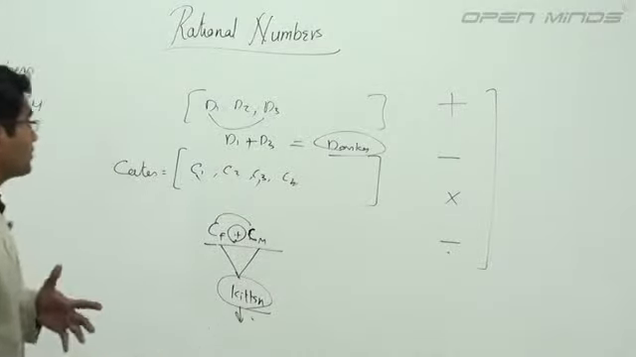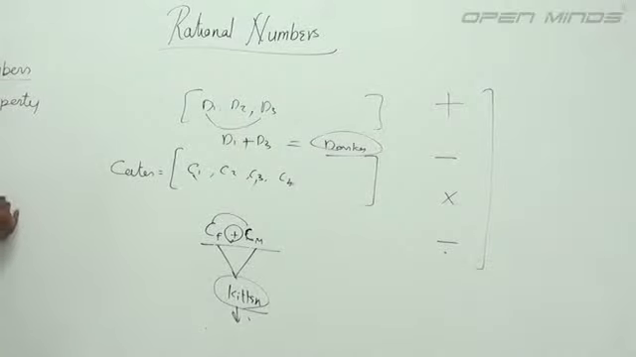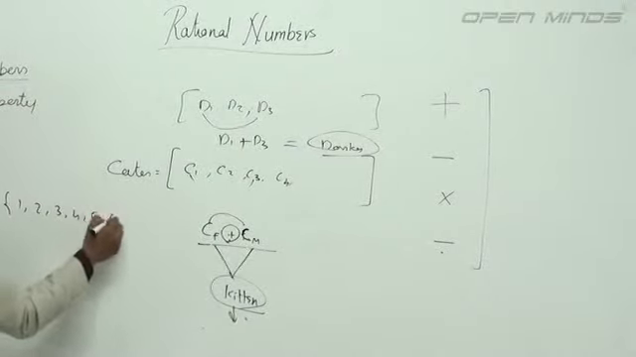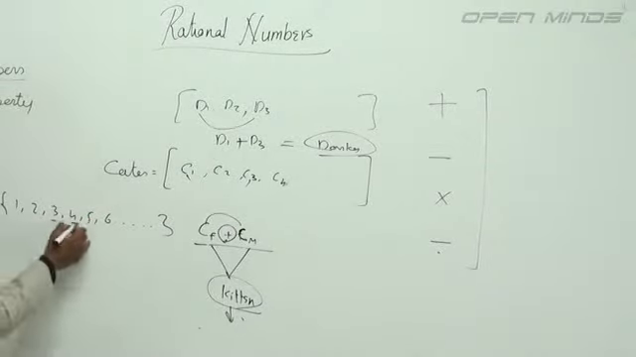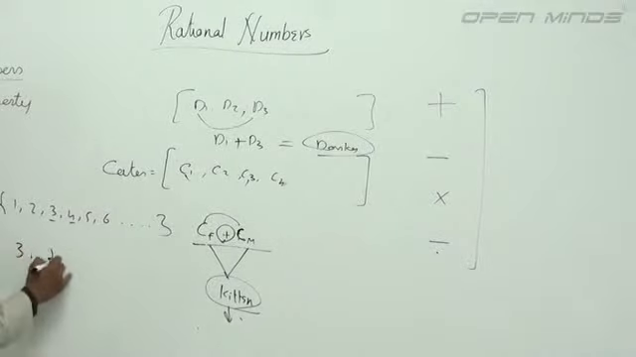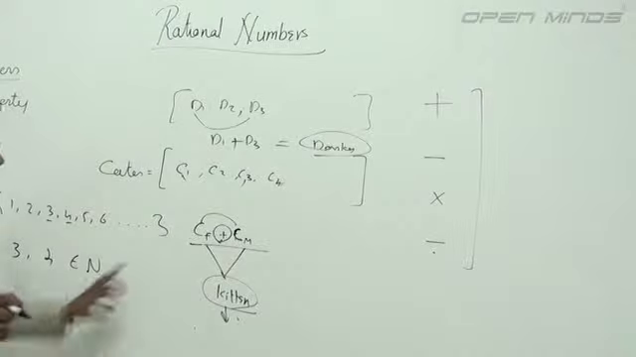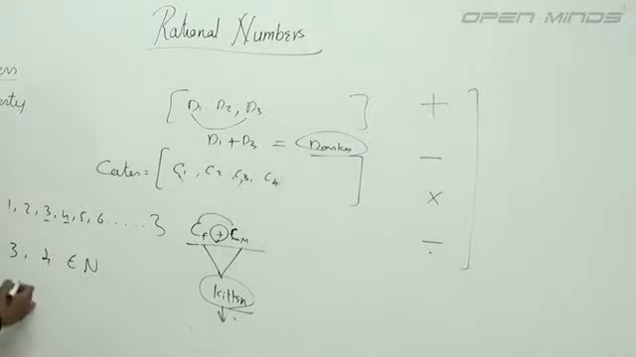So let's talk about this in terms of numbers. Let's say I have natural numbers: 1, 2, 3, 4, 5, 6, like that, and you have so many numbers. Now, if I take any two, let's say 3 and 4, both of them belong to natural numbers. It means I'm choosing two cats. I'm just taking two numbers, both natural numbers. Now, let me add them.